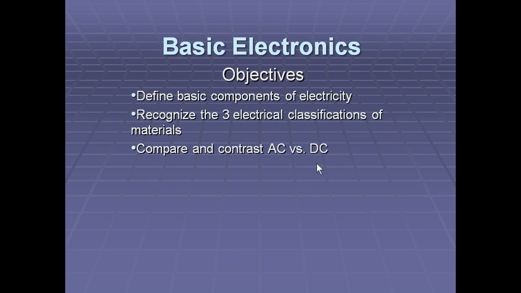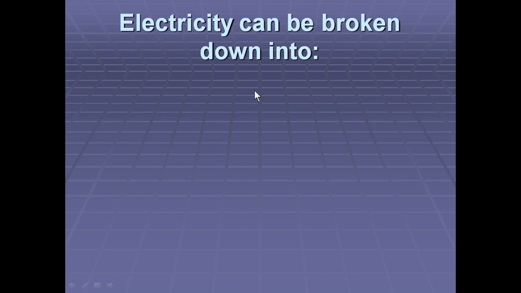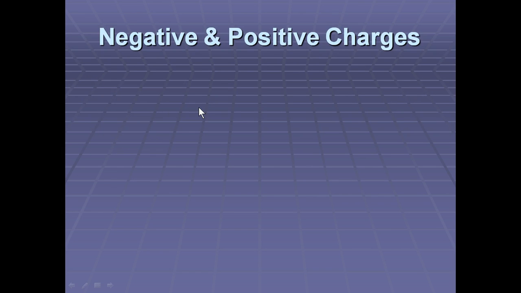AC is alternating current and DC is direct current, and then explaining the concept of grounding, then using Ohm's law and Watt's law to express the relationship between current, voltage and resistance. So electricity can be broken down into first electric charge, then voltage, then current, resistance. So there are two types of charges. One is negative, one is positive.